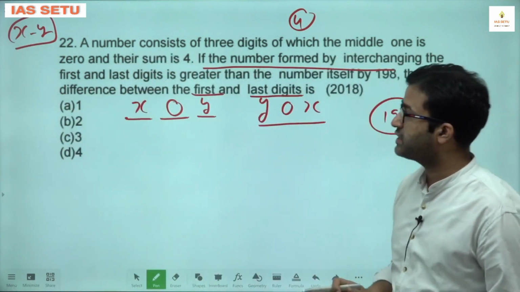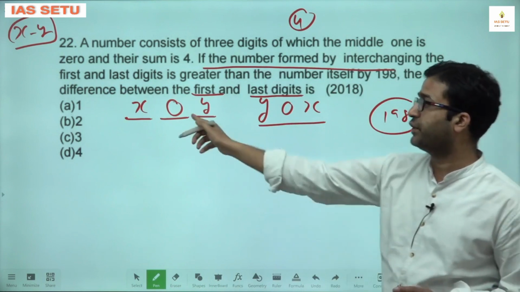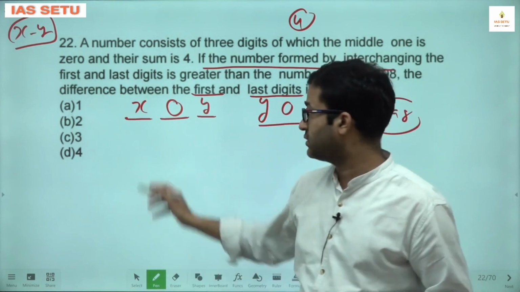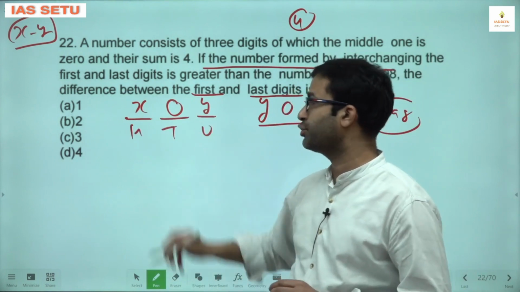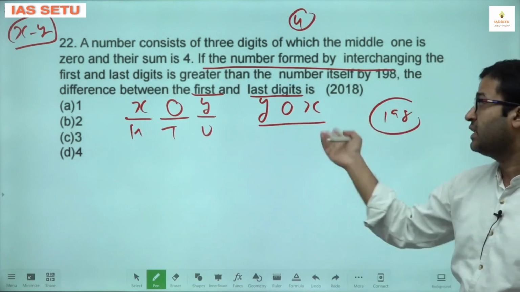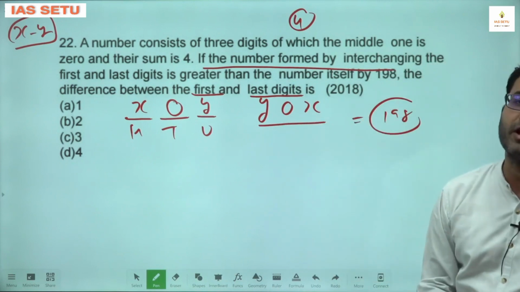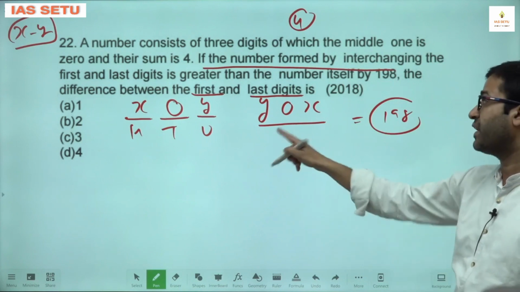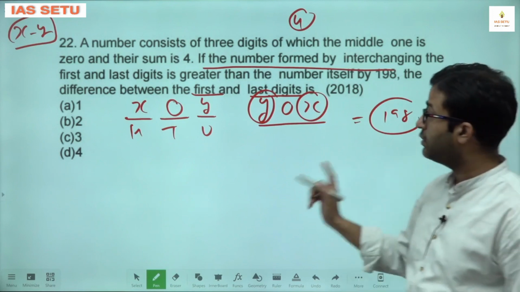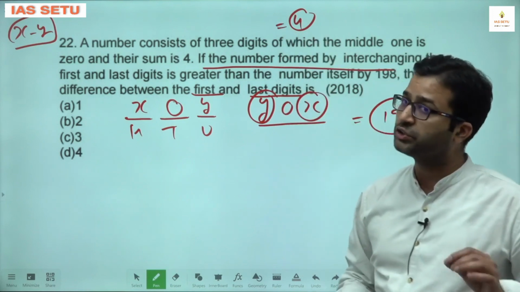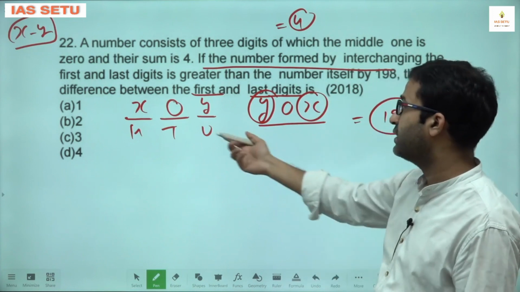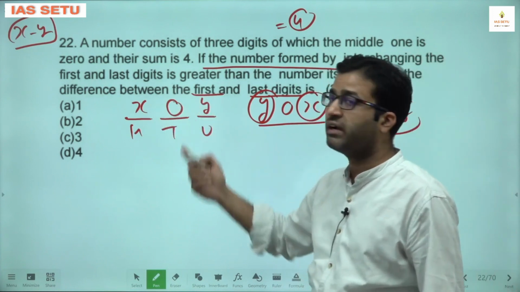I repeat, first we understand the question. It is a 3-digit number where the middle digit is 0. So here the hundreds place we have x, this is the tens place, this is the unit place. I take the unit place as y. If I interchange, it becomes y0x. Then I take the difference, it is coming 198. Then they ask what is the difference of y and x. See here, the catch in this question is the total is 4 and the middle digit is 0. And x and y have to be natural numbers.